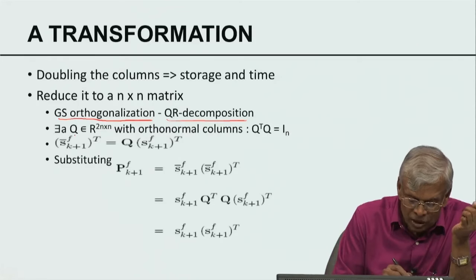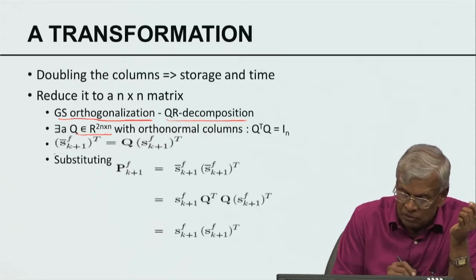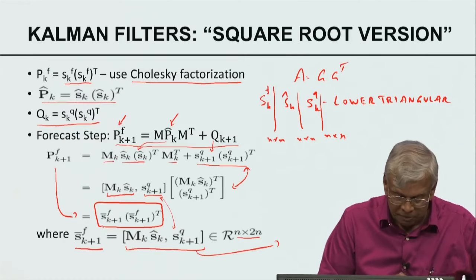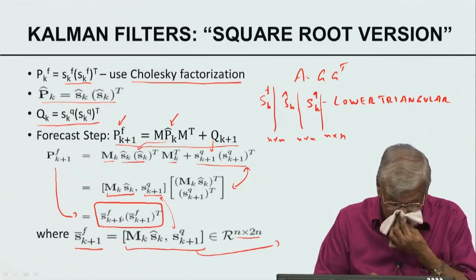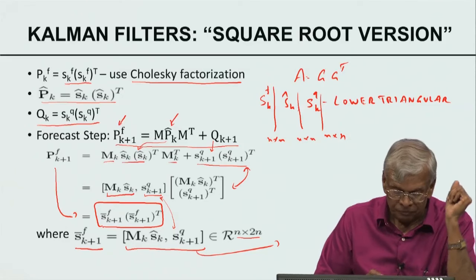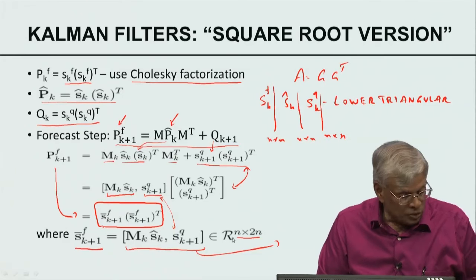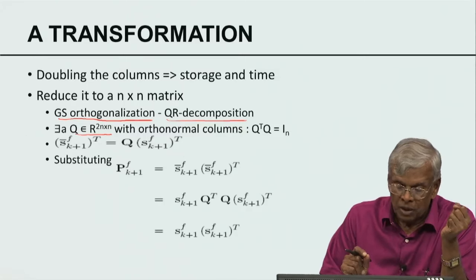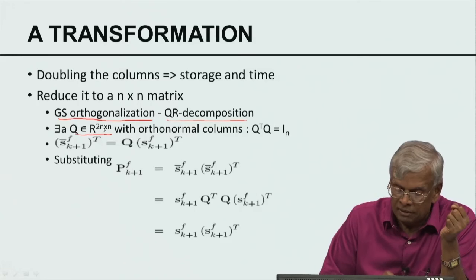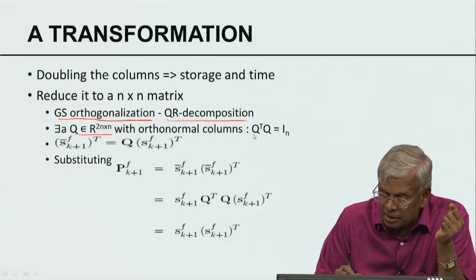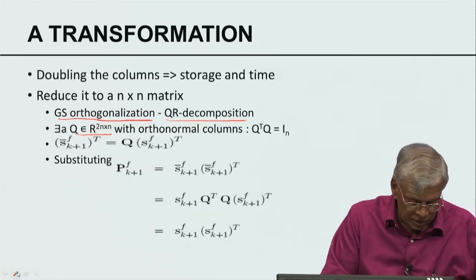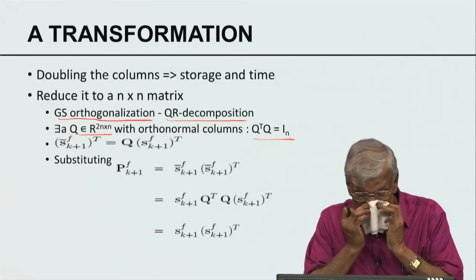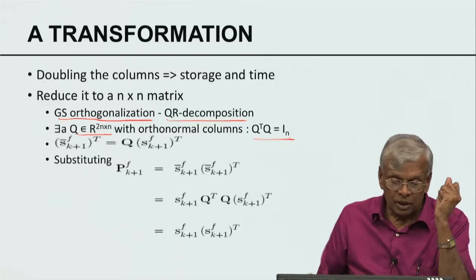So what is the basic idea? Please understand that my X k plus 1 f bar is a matrix of size n by 2n. The corresponding Q I would like to be of size 2n by n with orthogonal columns, and the property Q transpose Q is I. That is the condition we need.